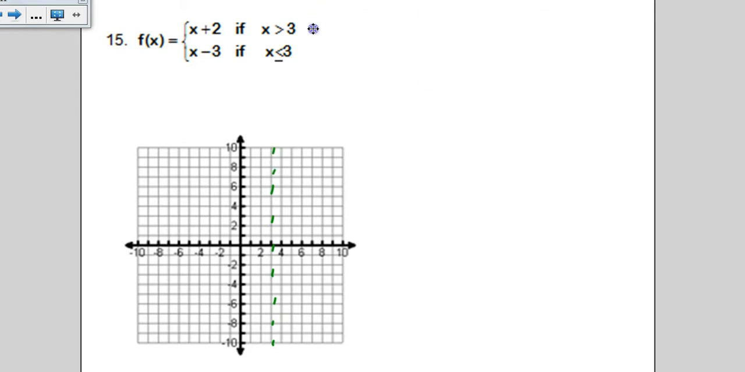So for my top function, I'm going to move this over here. We're going to have an open circle at 3, and when I go ahead and plug in the number 3, 3 plus 2 gives me a 5. So at 3, 5, I have an open circle.